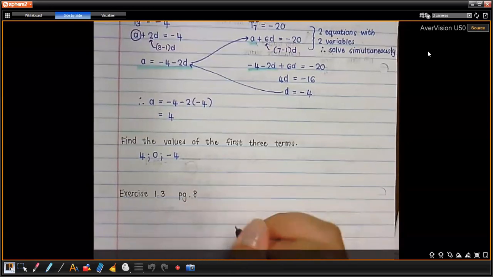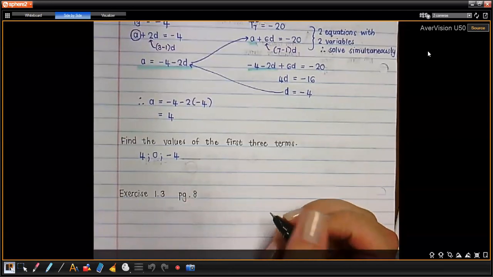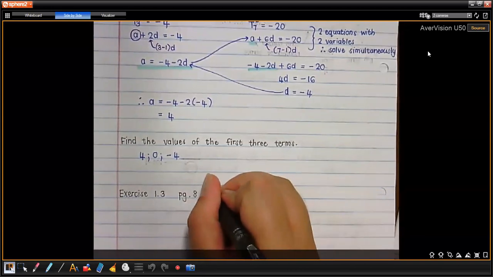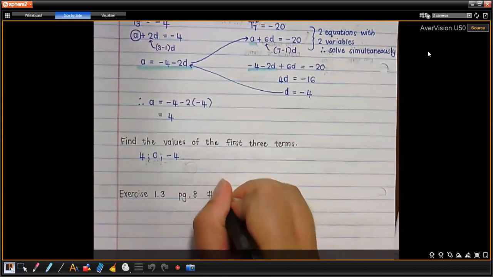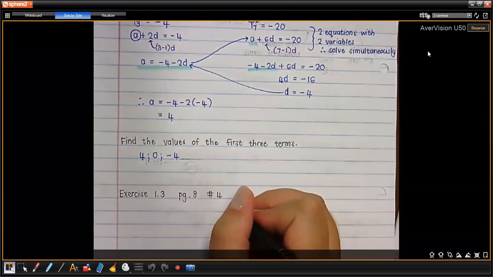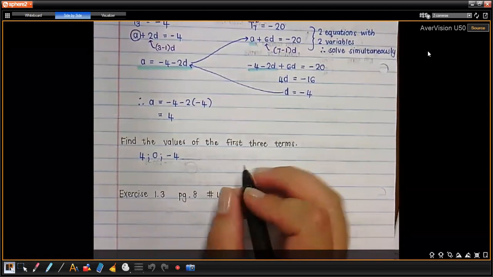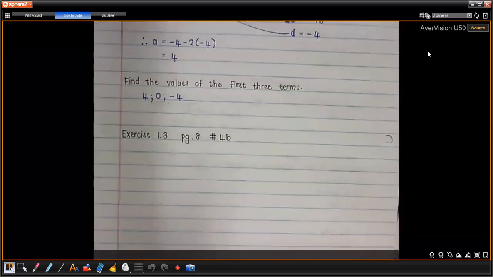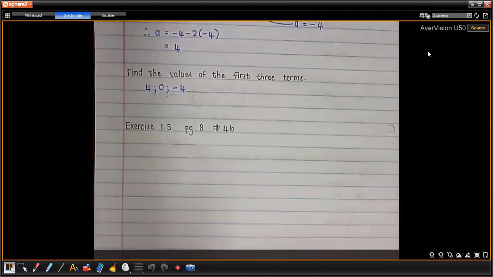All right. Page 8. I would like you to do number 4. I'll put it on the board now, don't worry. I'm just trying to figure out which one I should do. 4B. Okay, just write that down, guys. You can put it in your head, but I'll put the question on the board now.